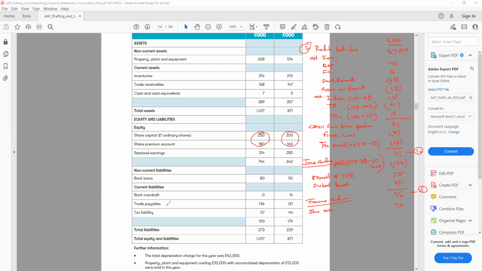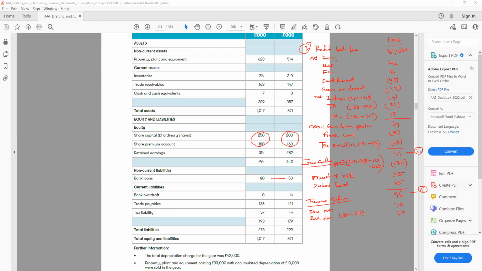Then the bank loan. We can see the bank loan has also increased from 50 to 80, so it is increased by 30. Bank loan 80 minus 50, last year it was 50, this year 80, that means 30 came to the business. I took more loan, money is coming.